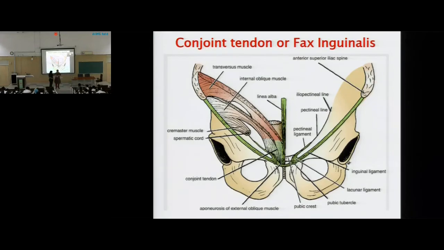But you will not appreciate this canal the way it is drawn downstairs, because these all are lying very close to each other, as there cannot be so much space there. But the orientation is in this way only. Internal oblique and transversus abdominis forming the roof. Okay, and the external oblique has a defect. Here, we said the internal oblique's aponeurosis got inserted here, and the transversus abdominis's aponeurosis got inserted here.